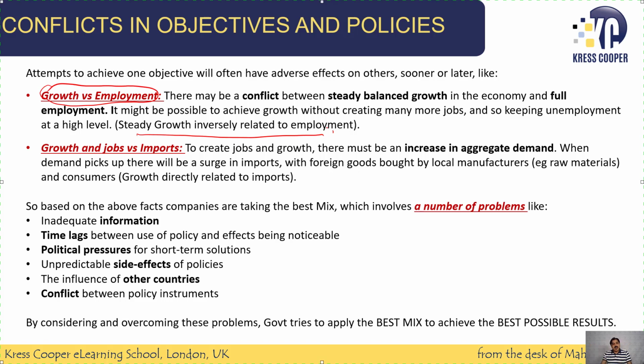Since factors are not mutually exclusive, a lot of factors can be applied at the same time. So government is achieving a best mix for the best possible result, but still this best mix will have some sort of problems. These problems will be inadequate information, time lag between the policy and implementation, political pressures, unpredictable side effects of policies, the influence of other countries, conflict between policy instruments. So these are the factors which will have an impact on the best mix as well.